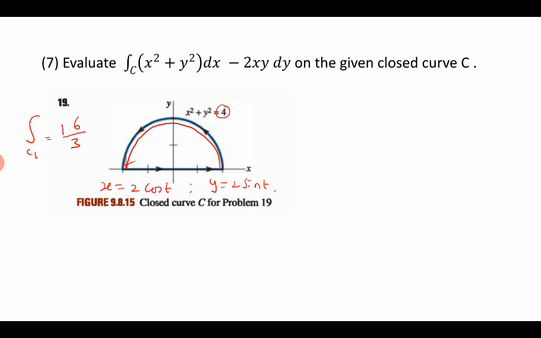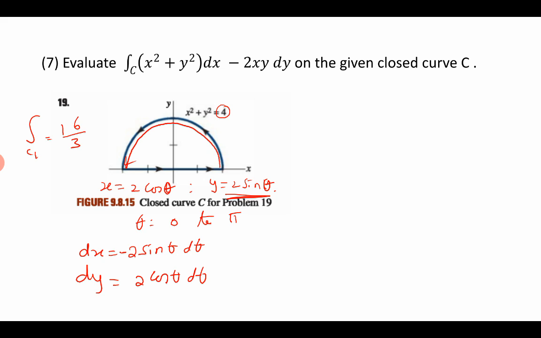And since this circle is a semicircle, we can write everything in theta, the angle. The angle theta is from 0 to pi, not a full circle, a semicircle, isn't it? What is dx? When you differentiate 2 cosine theta, you will get 2 minus sine theta d theta. What is dy? Differentiate this one, 2 cosine theta d theta.